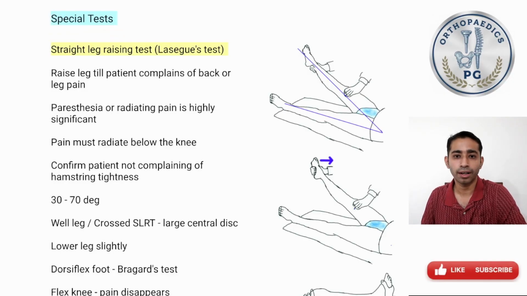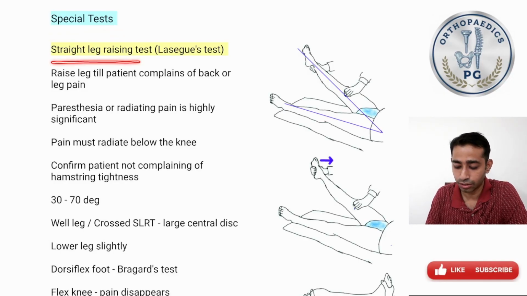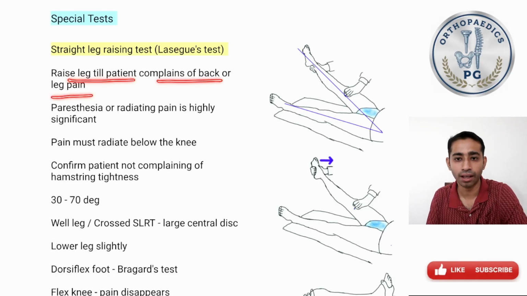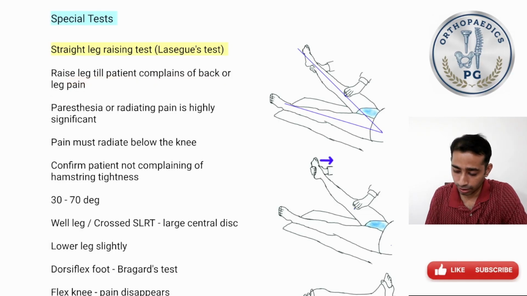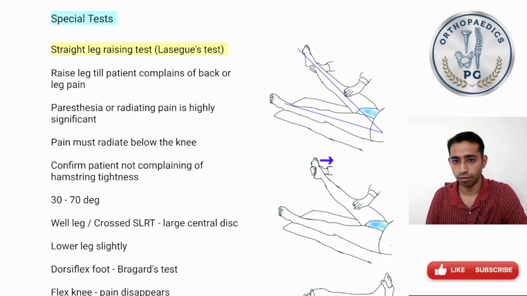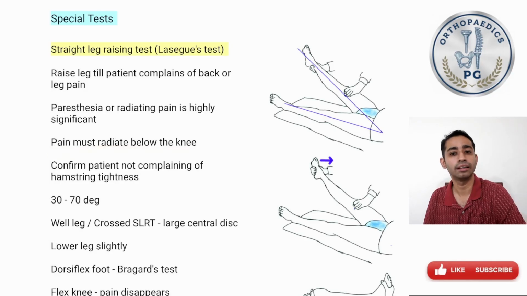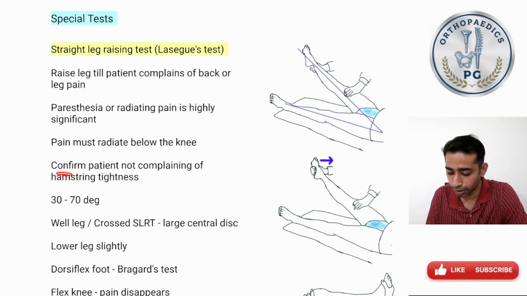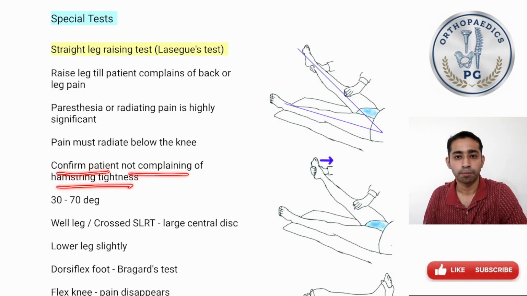So the most important among these is the straight leg raising test or the Lasegue test. Here the patient is lying on a couch and you passively raise the leg till the patient complains of back or leg pain. Here also paresthesia or radiating pain, which is similar to the pain that the patient was experiencing, is highly significant. For a test to be interpreted positive, the radiating pain must radiate below the knee, as pain of the hip also radiates up to the knee.